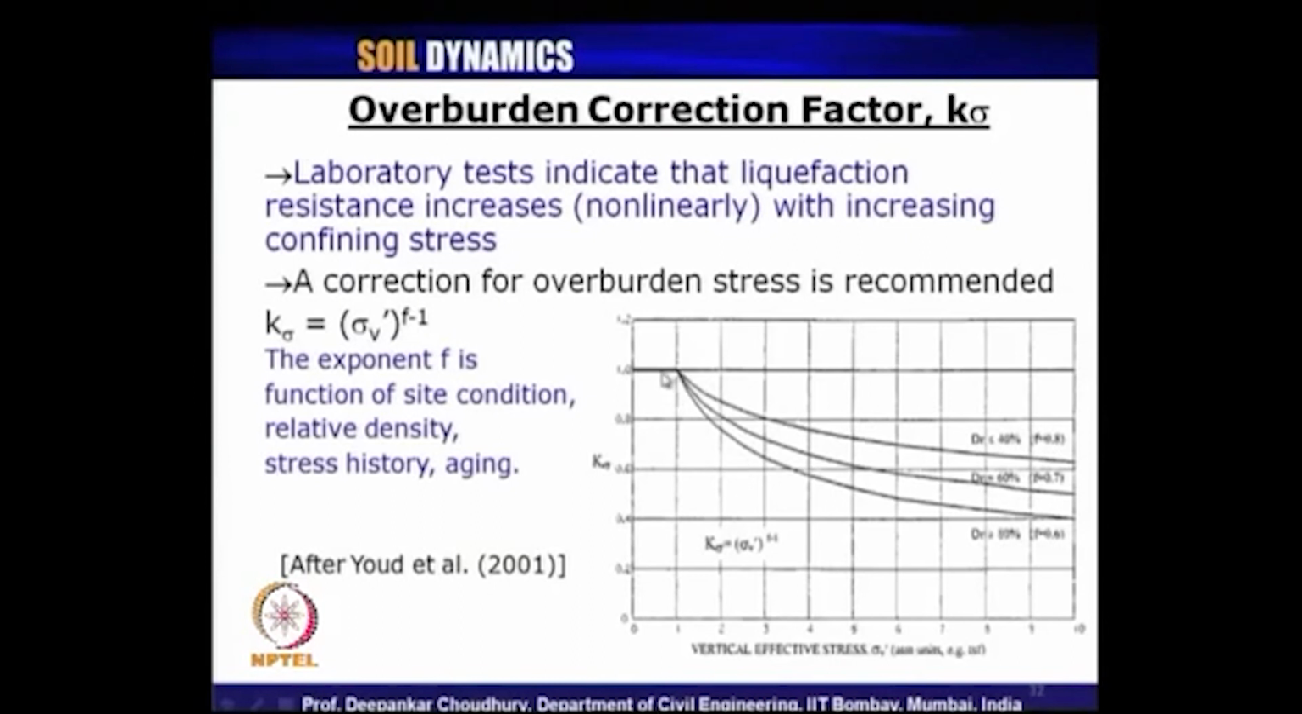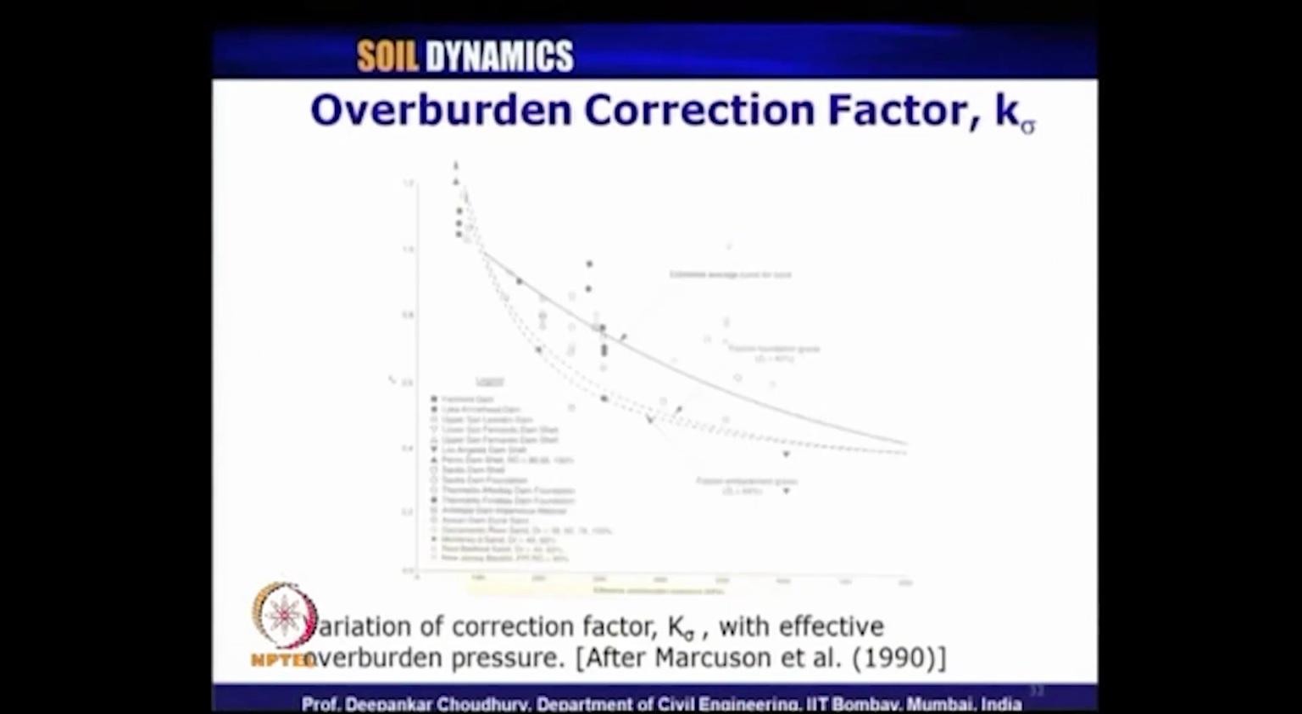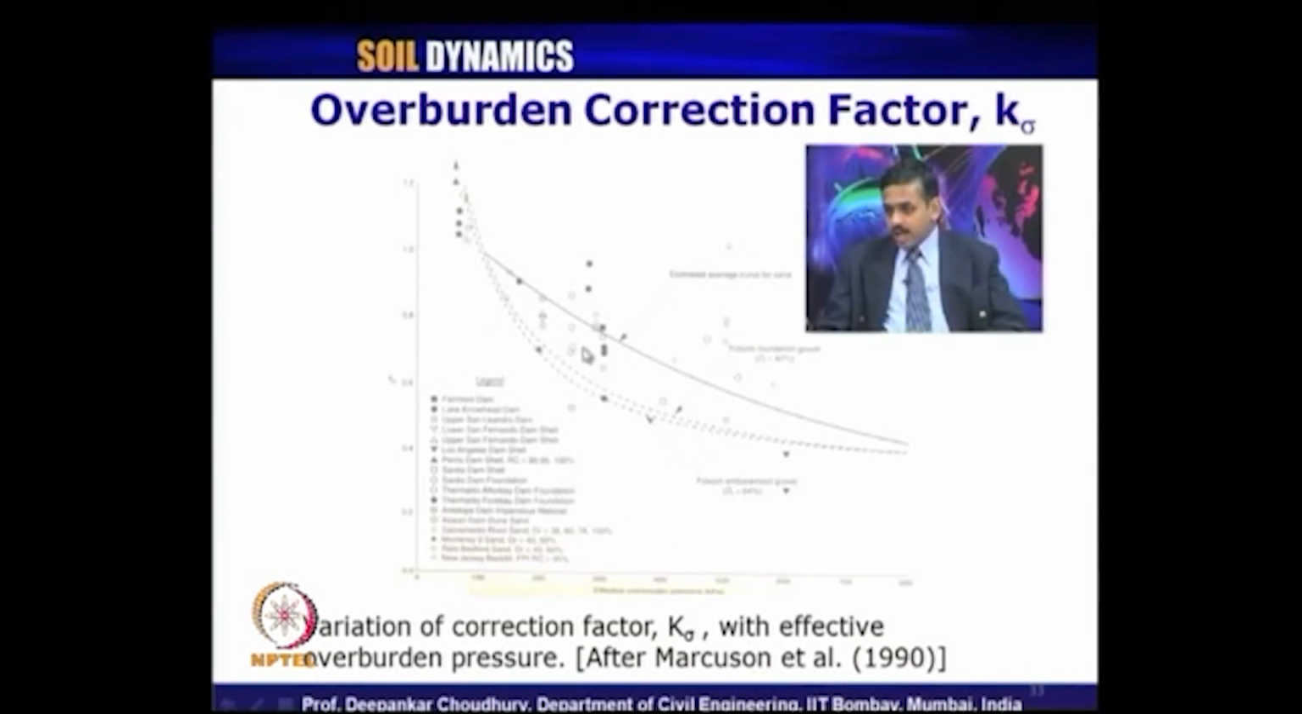But remember, whatever be the value of relative density of the soil, if your effective vertical stress is less than 100 kPa, no correction is required. So, the overburden correction factor was originally proposed by Marcuson et al. in 1990, showing how K sigma changes with increase in effective overburden pressure from 1 to a lower value. That has been further modified and incorporated in Youd et al. 2001, as I have shown in the previous slide just now.